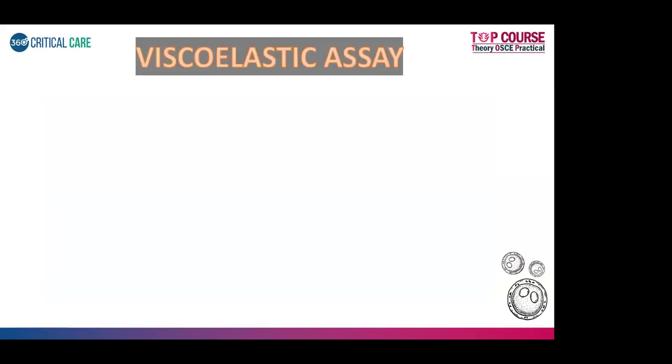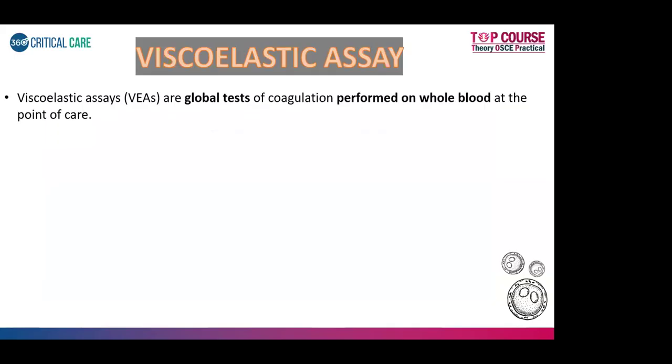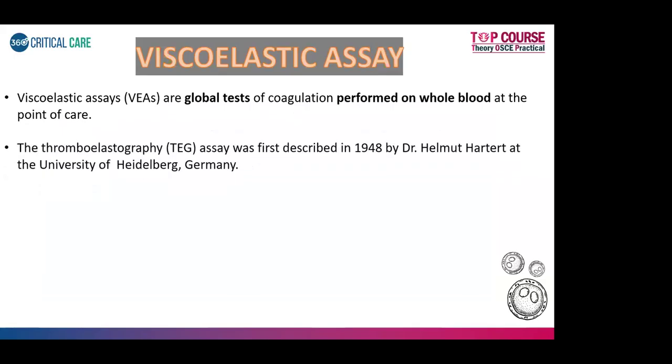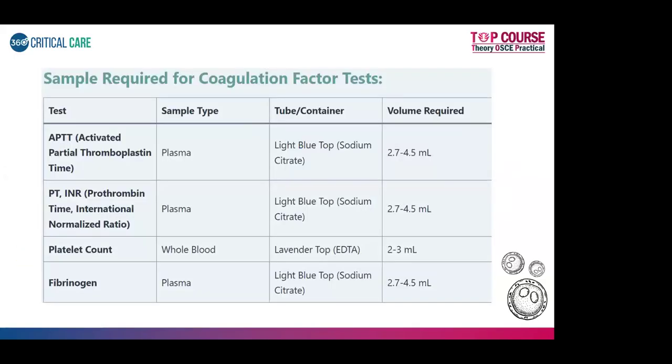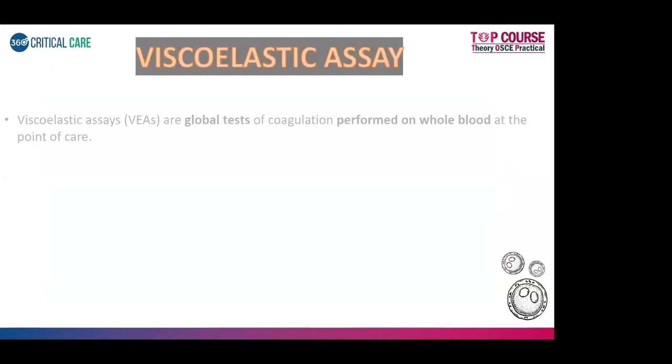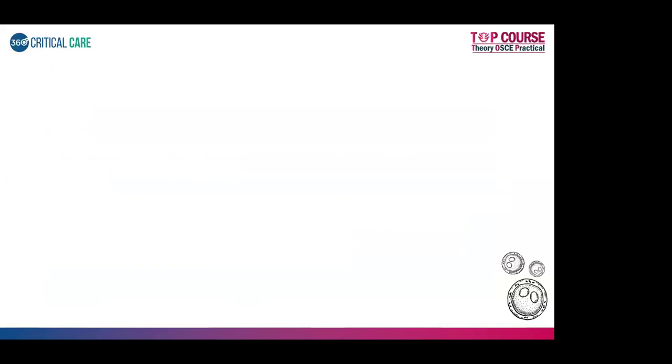So coming to the class per se, viscoelastic testing, it's just a global test for coagulation. It's usually performed in whole blood. So if you're with me till now, you know the sample required earlier here is roughly around 3 ml, right? An average of 3 ml, which we are taking. So how much volume would be taken here in viscoelastic testing? Any idea?